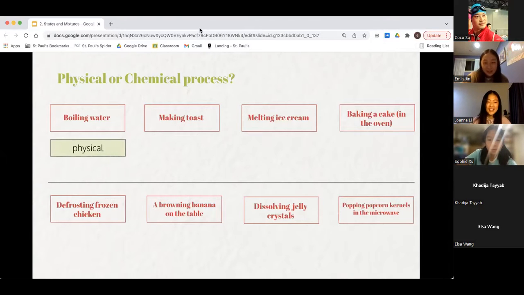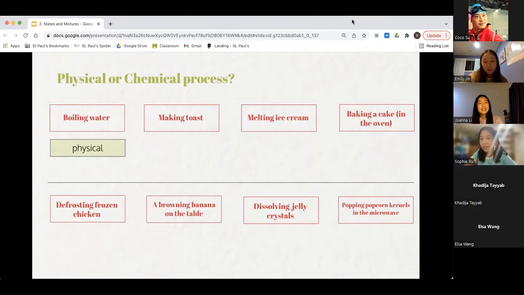Second one, making toast. When we talk about making toast, we're specifically talking about putting the toast in the toaster and cooking the toast. So do we think it's a chemical or a physical change? I think it's a chemical change because there's a difference in the color, and the toast can turn a bit more brown. It also releases a warm smell. Nice. Yep. Making toast is indeed a chemical change. Good job.